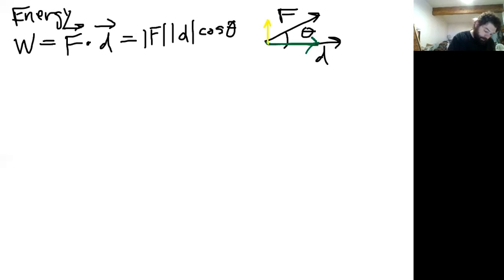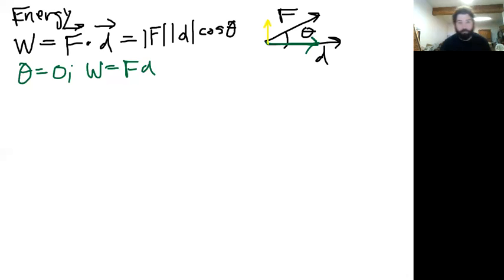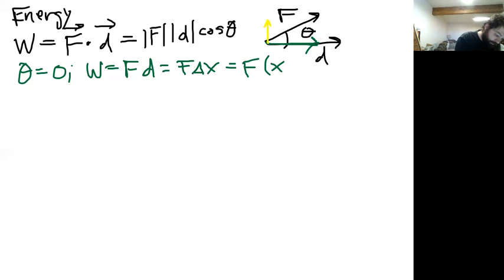Now, if the value of theta is equal to 0, which means that they're aligned, the force is aligned with the displacement the whole time, then this equation for work just goes to F times the displacement. Write a better D. Displacement. And so that's the same as writing delta X. And it's also the same as writing X minus X naught.